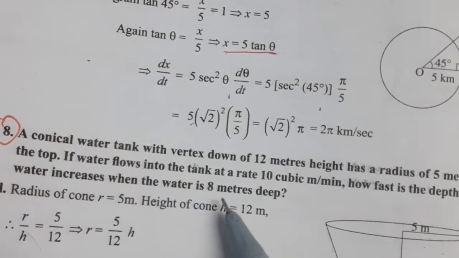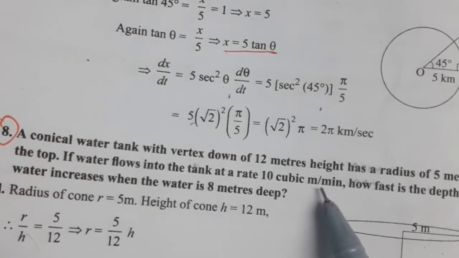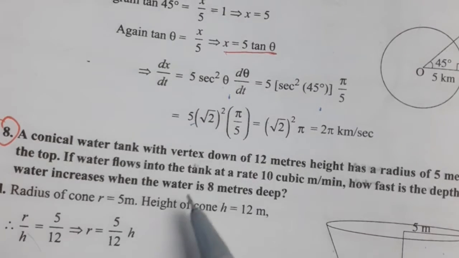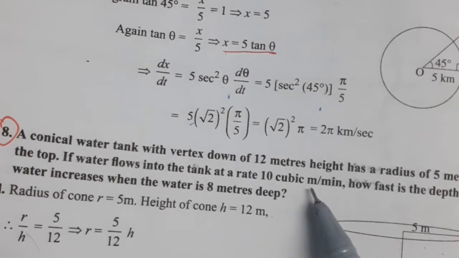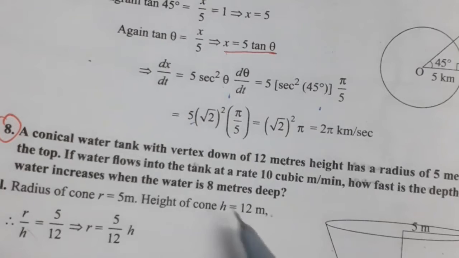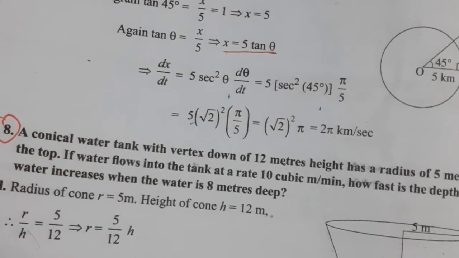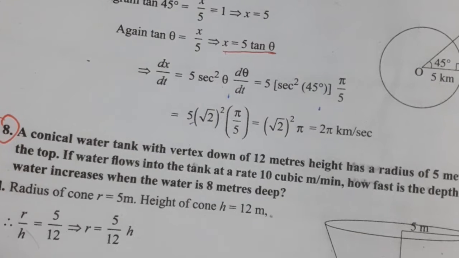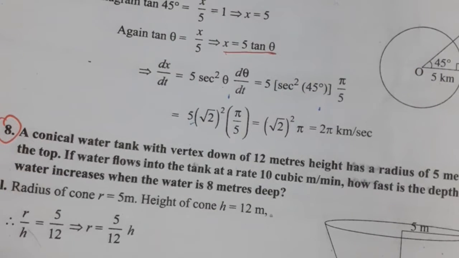If water flows into the tank at the rate of 10 cubic meters per minute, how fast is the depth of the water increasing when the water is 8 meters deep? Suppose the water is 8 meters deep, how fast is the water level increasing?